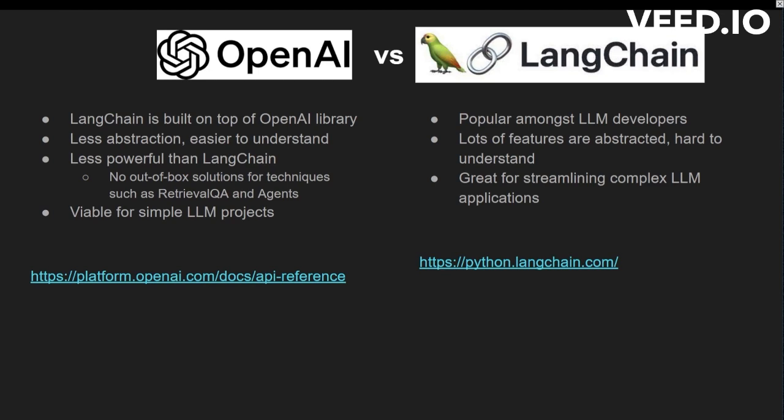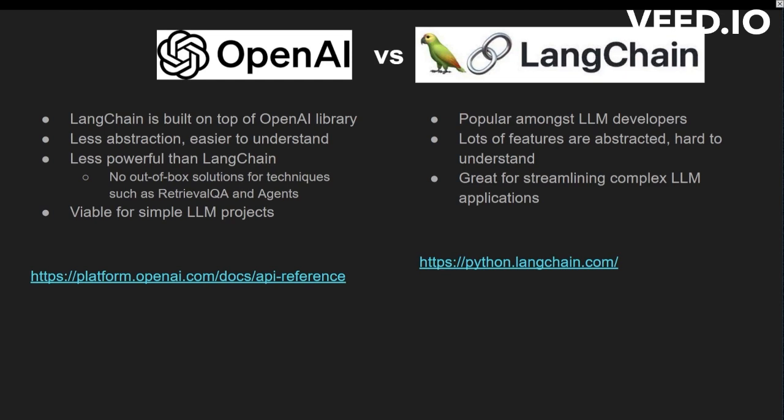Langchain framework. Well, Langchain is built on top of the OpenAI library. And from my experience, there are fewer abstractions with OpenAI and it's easier to understand. Though it is less powerful than Langchain, such as there's no out-of-the-box solutions for very popular techniques like retrieval question answering and agents. But for many simple LLM projects, the OpenAI Python library is perfectly viable.